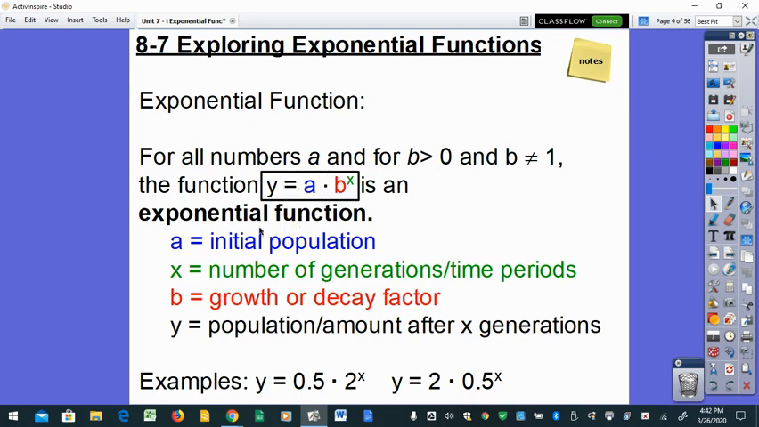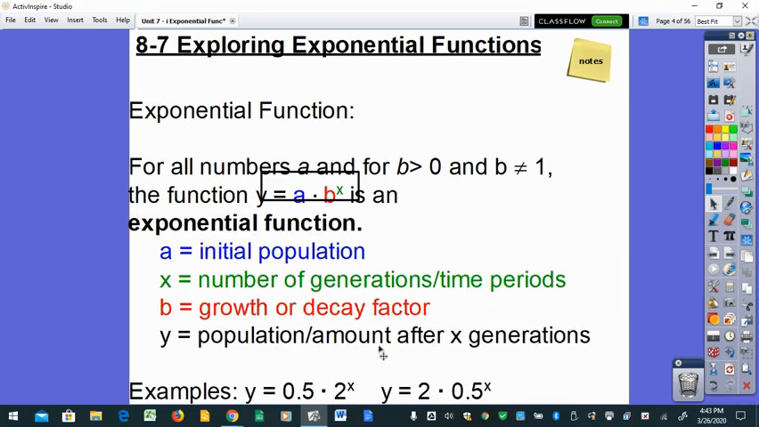You'll see that A is our initial population or the initial amount of money or whatever we started with. The B is either a growth or a decay factor. And you're going to remember that it was growth if it was greater than 1 and decay if it was less than 1. And if the B equaled 1, the function didn't change. And the exponent of x is the number of time periods, or the number of generations. And our y, our output variable, will be the population or the amount of money after x generations.